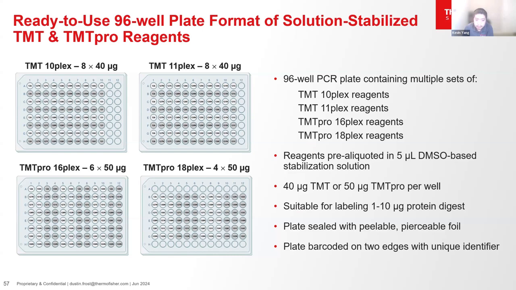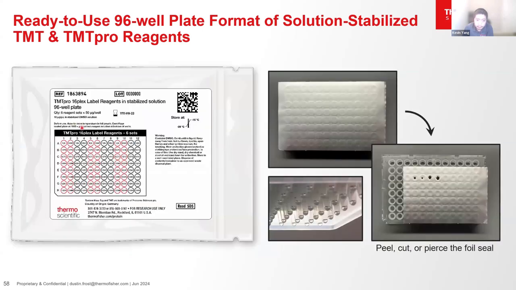If you get this plate, you'll have the label on the back, on the pouch, right? It tells you which well has which reagent. You just need to spin it down, and there's aluminum foil on top of it. You can just poke through it to label your sample. And this is because you don't have to reuse the reagent. It's for one-time usage, so it gives you the stability and easiness to adapt TMT onto your research.